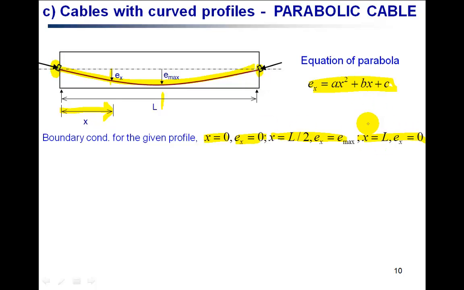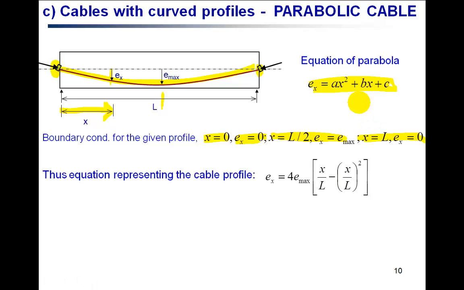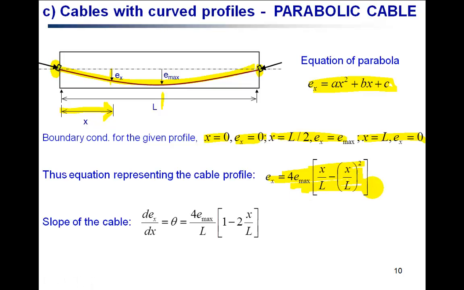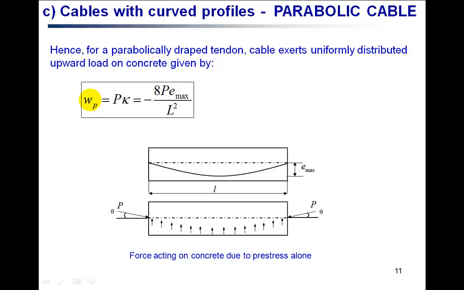So if you plug all these three conditions back into this equation, you will get the values a, b and c, and that will give you the profile equation for the parabola like this one. Now if you differentiate this equation once, you will get the slope of the cable as given by this equation. If you differentiate it again, you will get the curvature of the cable. So the curvature of the cable, by differentiating it twice, comes to 8 e max over L squared.